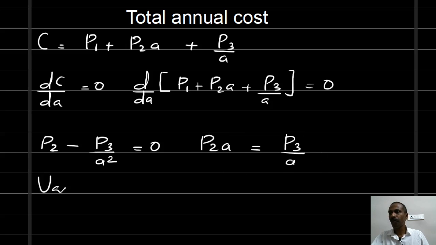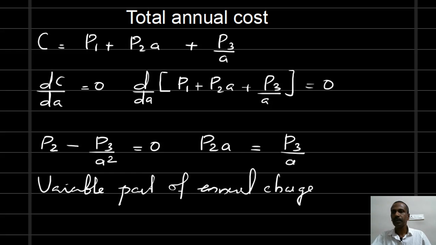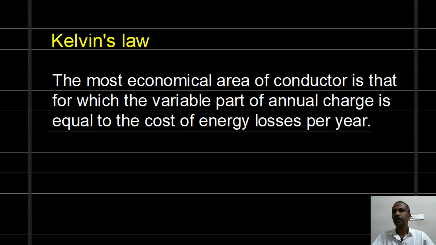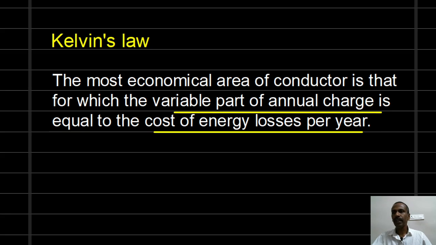So we can write variable part of annual charge equals the cost of energy wasted per year in the transmission line. So this is the condition to find the most economic size of the conductor. So Kelvin's law says the most economic area of the conductor is that for which the variable part of annual charge equals the cost of energy loss per year.